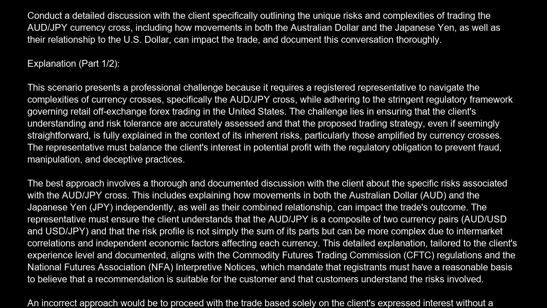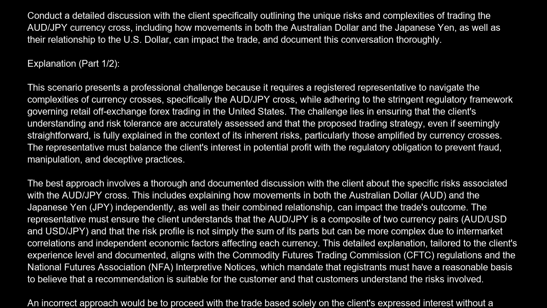Explanation: This scenario presents a professional challenge because it requires a registered representative to navigate the complexities of currency crosses, specifically the AUD/JPY cross, while adhering to the stringent regulatory framework governing retail off-exchange Forex trading in the United States.